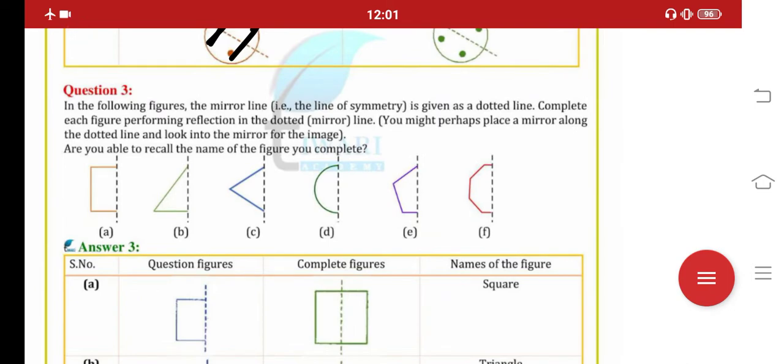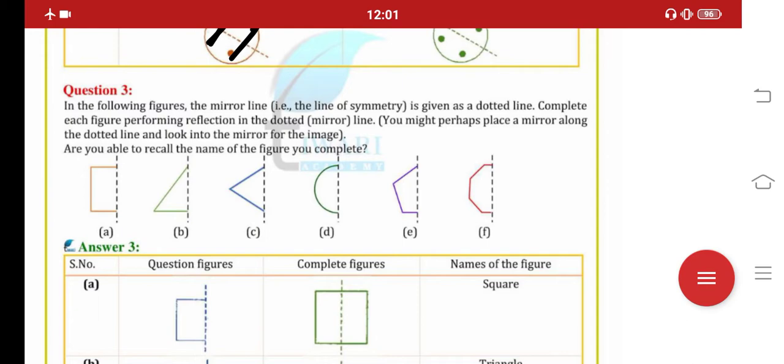So in question number 3, it is given: in the following figures, the mirror line, or we can say the line of symmetry. Mirror line means what? It means if we divide any figure, we can see the first half and second half alike, or we can say like a mirror image.